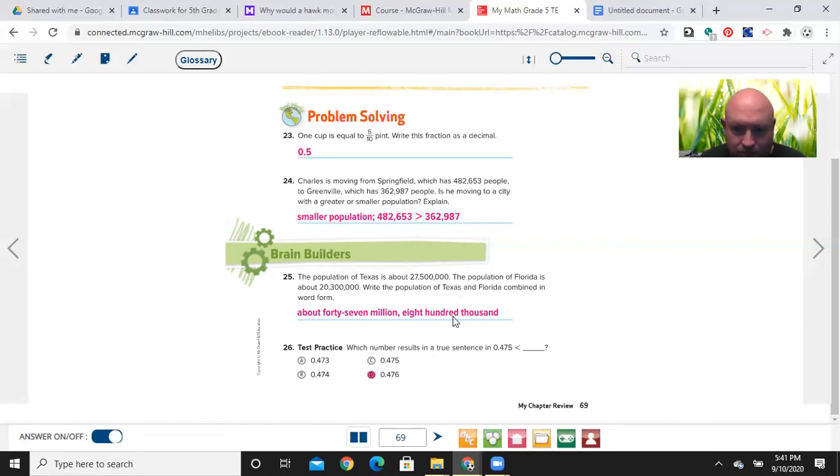And 26, which number results in a true sentence? So it says less than. So I need something that's going to be greater than 475 thousandths. Well, 473 is smaller than 475. 474, smaller than 475. 475 equal to 475. So your final answer is 476 because 476 thousandths is greater than 475.